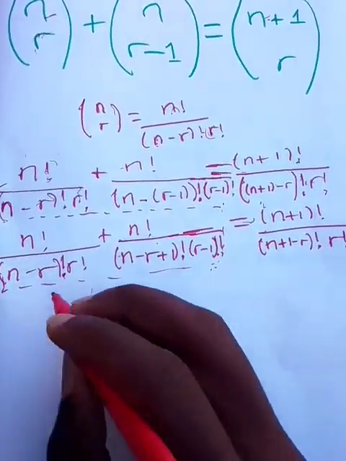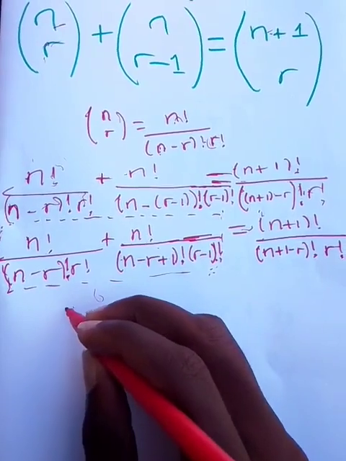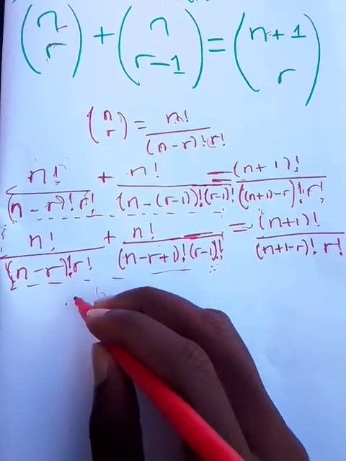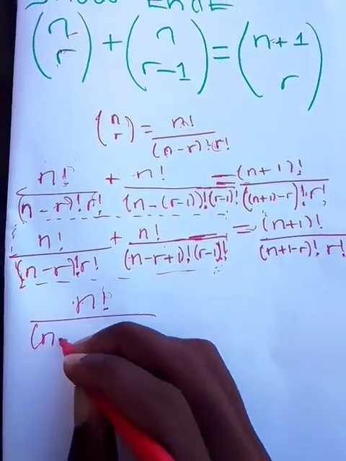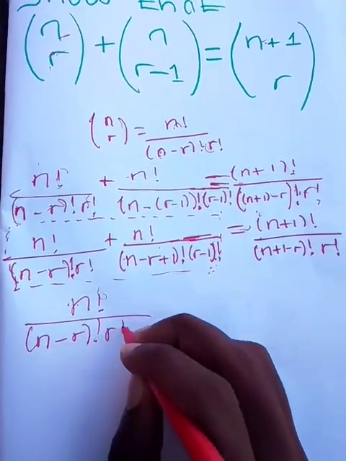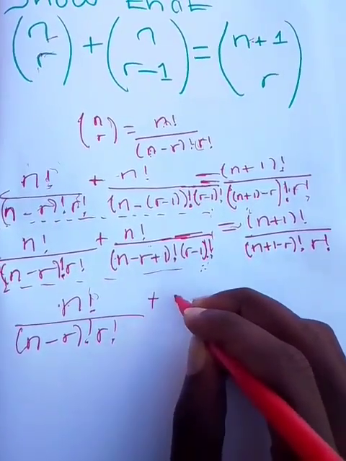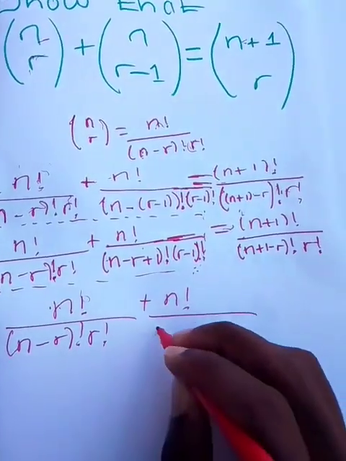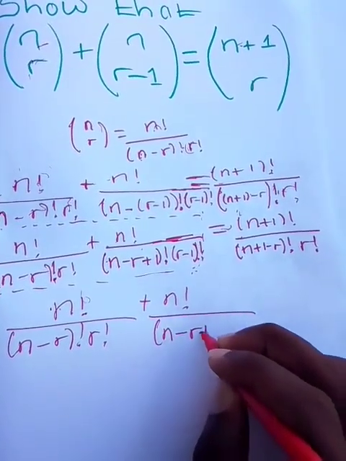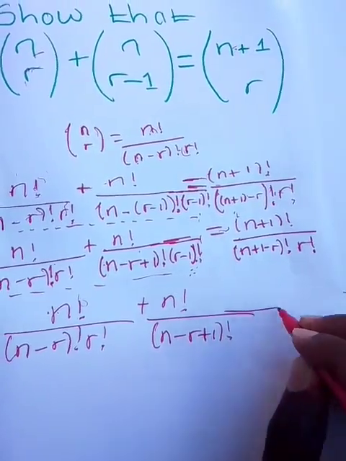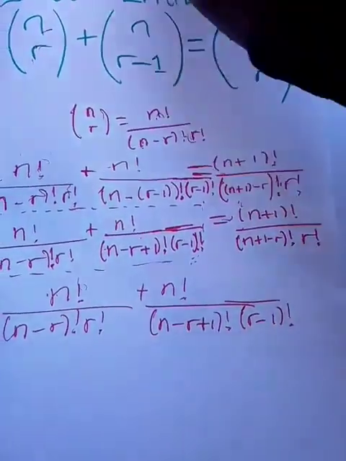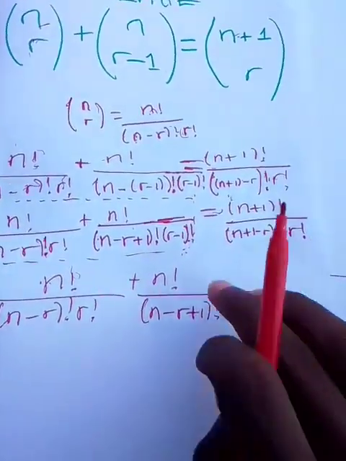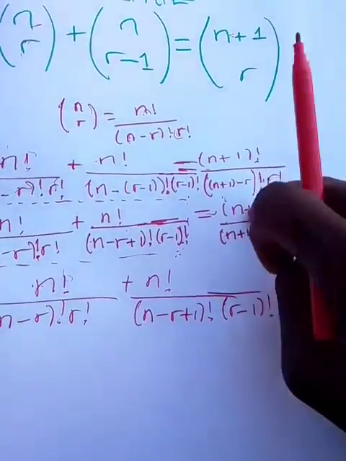Okay, so I'm going to say n factorial over n minus r factorial, plus n factorial over n minus r plus 1 factorial and r minus 1 factorial. Makes sense, right? Now, how can I simplify this till I end up with this?